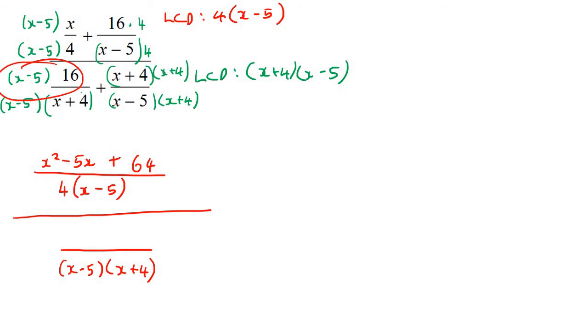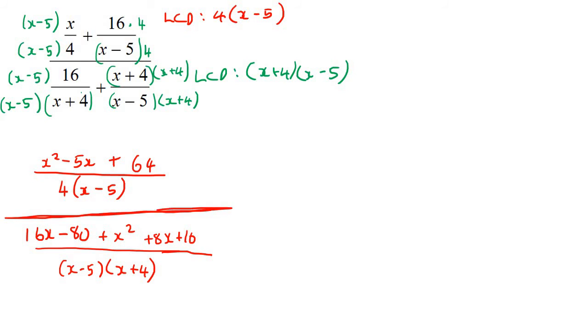So don't worry about that right now. And then I'm going to multiply this out. That's going to become 16x take away 80. And then I'm going to multiply these two brackets together using FOIL. You can do the FOIL method, but what you should get is x squared plus 8x plus 16. And let's just remember that this is the longer fraction over here.